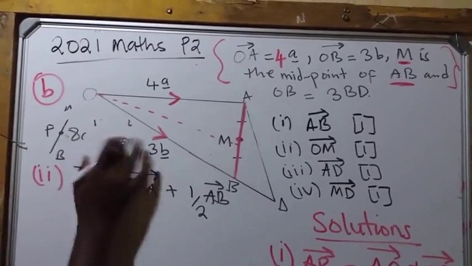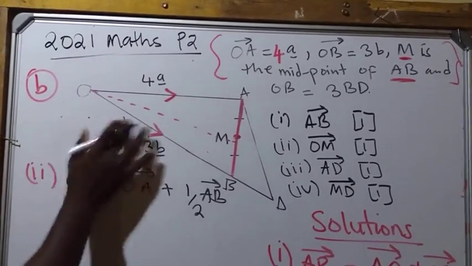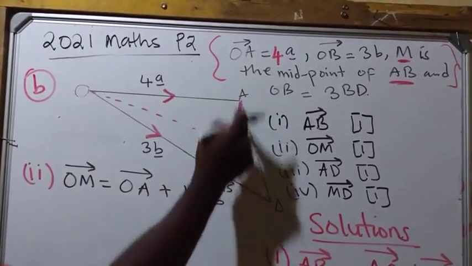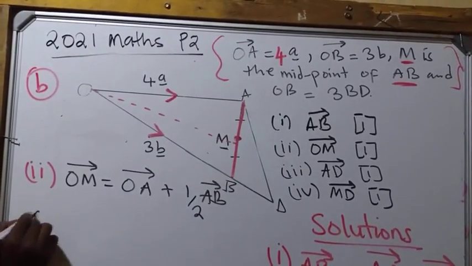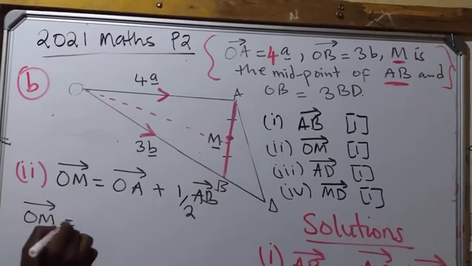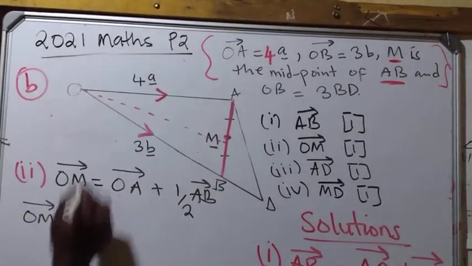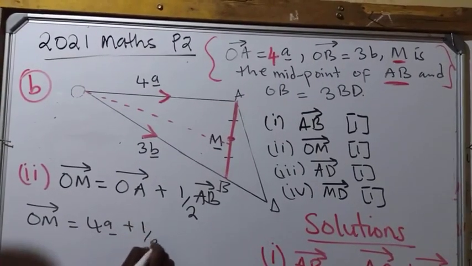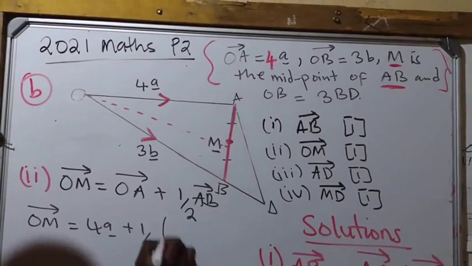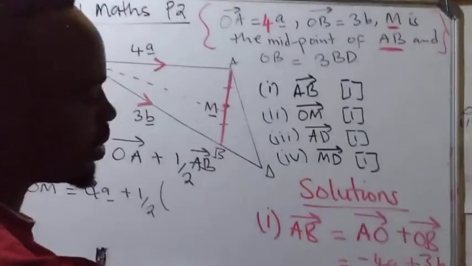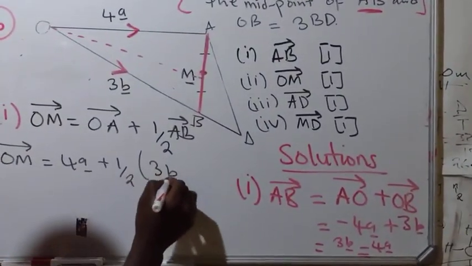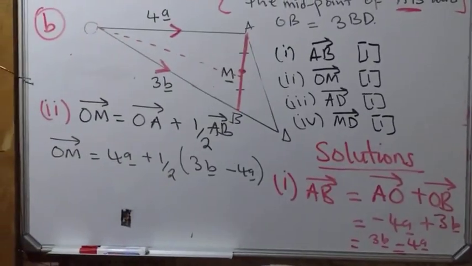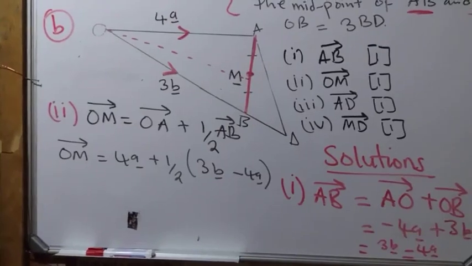OM equal to OA plus half AB, because this is the midpoint. So I say OM equal to OA, we know that it's 4A vector, plus half AB. We have answered this, this is our AB, which was 3B vector minus 4A vector. Please don't get confused. So what's next here now?